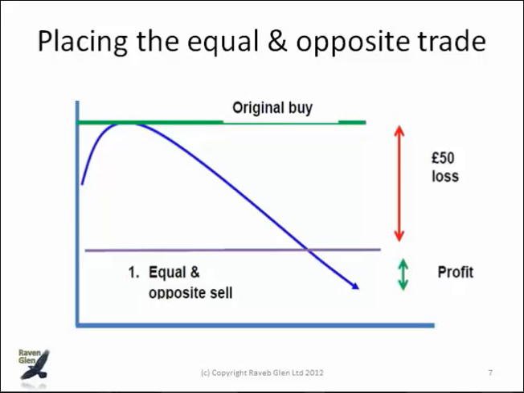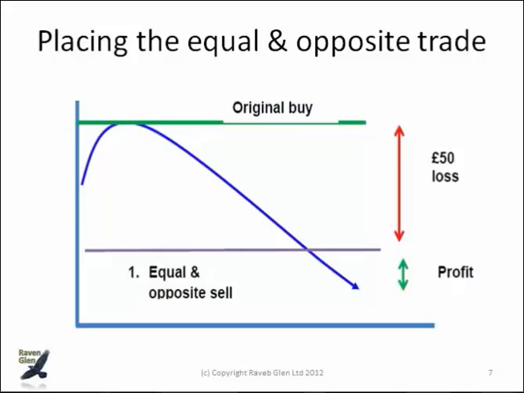So I've now got two trades, the original buy trade and an equal and opposite sell trade. The gap in between them I've represented by a £50 loss. Now, irrespective of what happens to the price, if the price goes up or down, that £50 loss will stay the same. So we've now stopped the rot. Things can't get any worse on this trade.